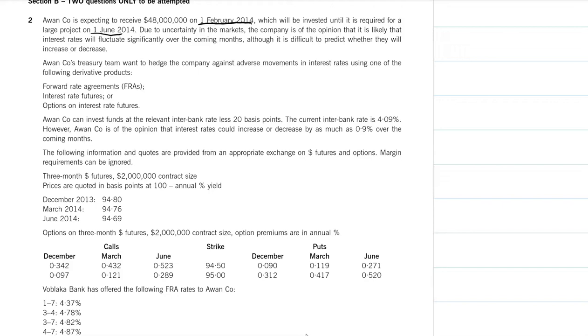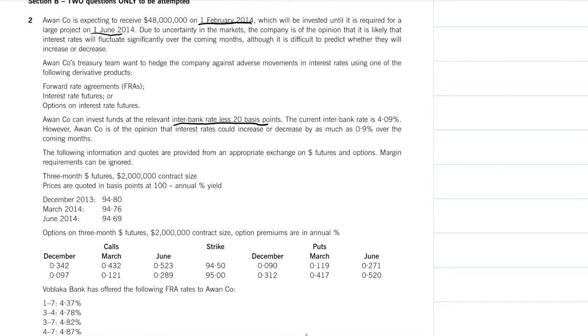Due to uncertainty in the market, the company is of the opinion that it is likely that interest rates will fluctuate significantly over the coming months, although it is difficult to predict whether they will increase or decrease. Company trading team wants to hedge the company against adverse movement in the interest rate using one of the following derivative products: FRA, interest rate future, option on future. Company can invest funds at the relevant interbank rate less 20 basis points. Remember this point. In case of lender, credit spread will always be deducted from the LIBOR, but in case of borrower, credit spread will always be added to the LIBOR rate.